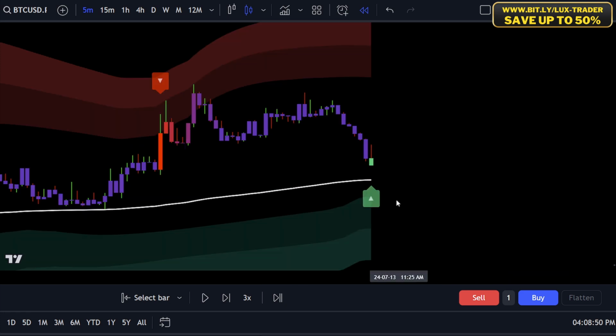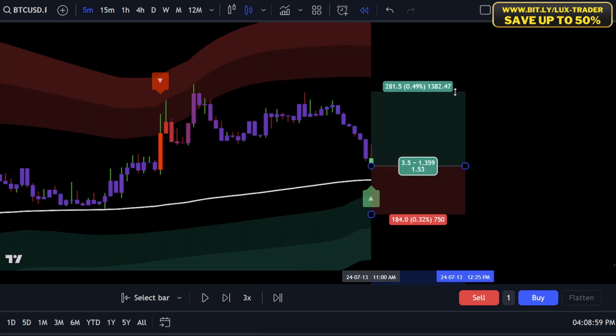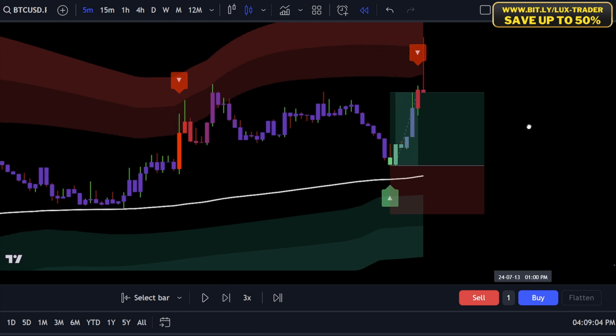Okay, here is another example of a buy trade. Watch how the price respected the EMA. We see that all the conditions were met.